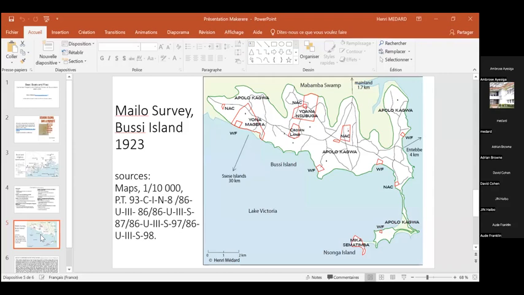that cover Bussi Island. So that map is from 1923. It's a fairly late map because the survey was stopped because of the sleeping sickness in 1906. So that's actually very regretful.